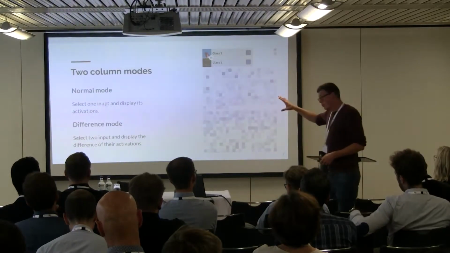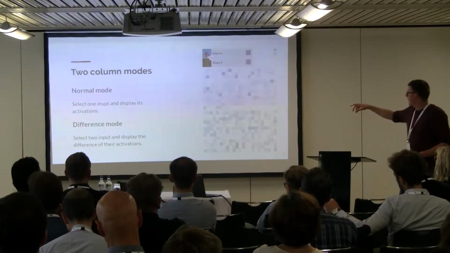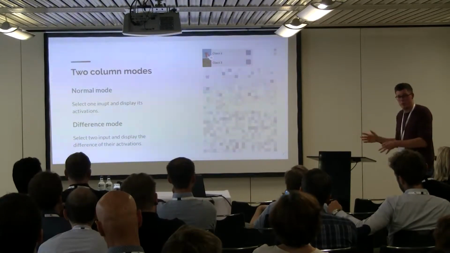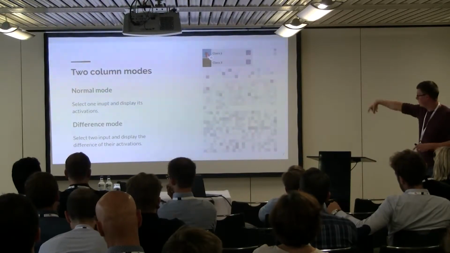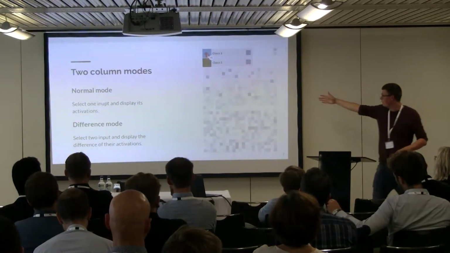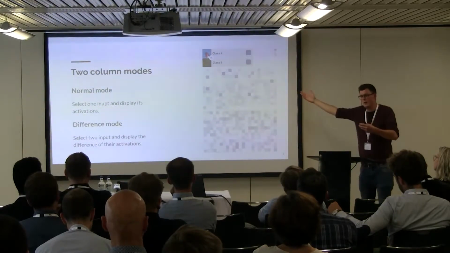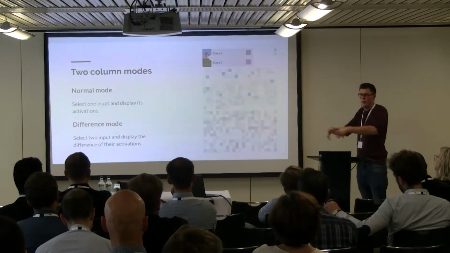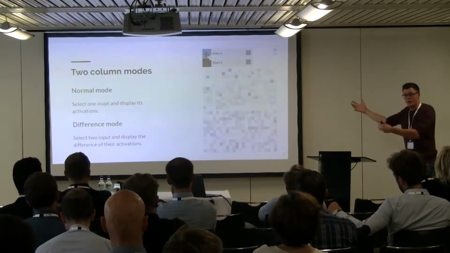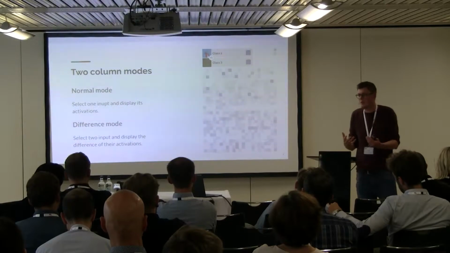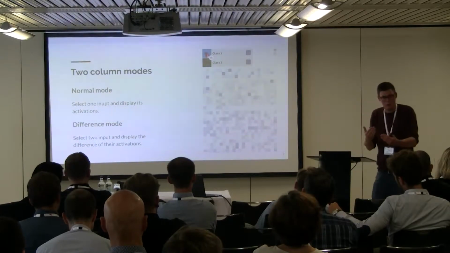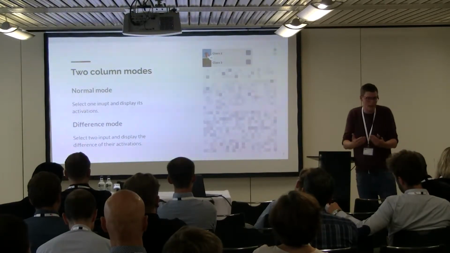There is also a two-column mode that we can use. In the normal mode, you just select one input and it displays the activation. In the difference mode, you select two inputs, and that's exactly what is done here. We selected the class-based input for class 2 and compared it against the class-based input for class 3, and we can see the difference. It's useful to see if two class inputs are correlated or not.